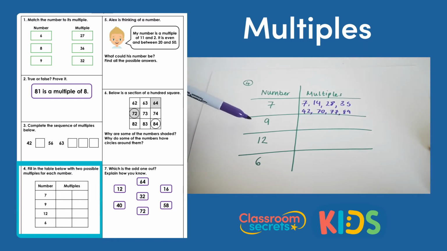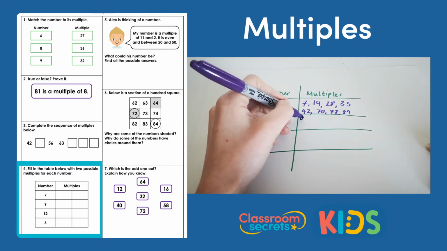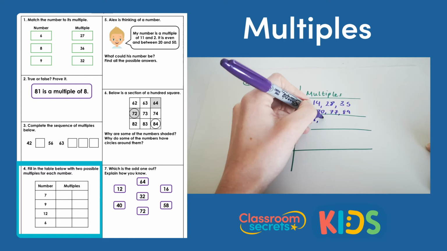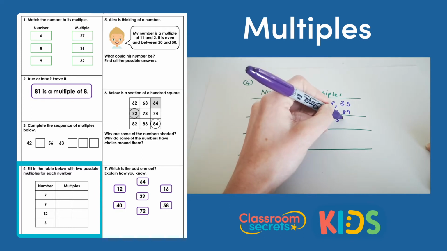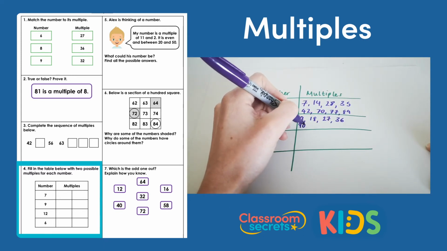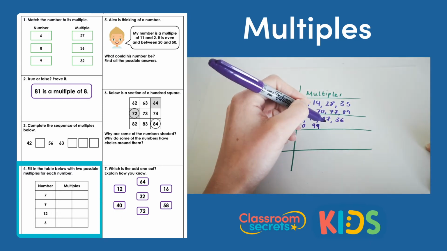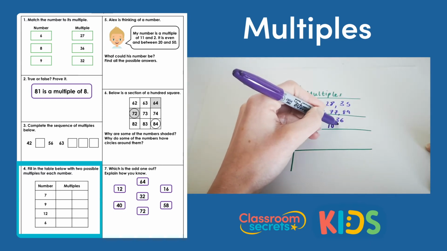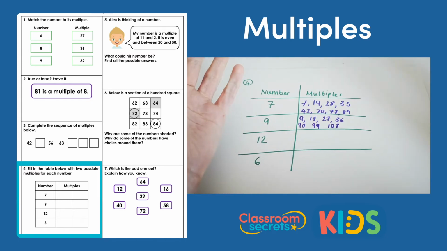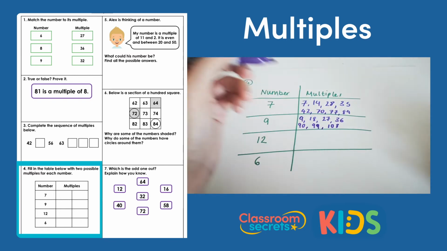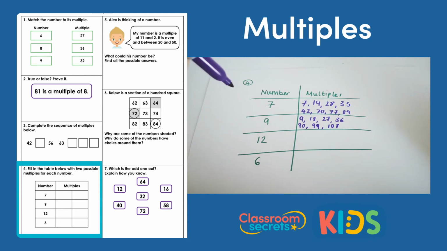Same idea for the number 9. We need to think of the multiples of 9. So the 9 times tables, we could have 9. We could have 18, 27, 36. We could have 90. You could have 99. You could have 108 if you wanted to as well. It doesn't matter as long as they are numbers within the 9 times table.